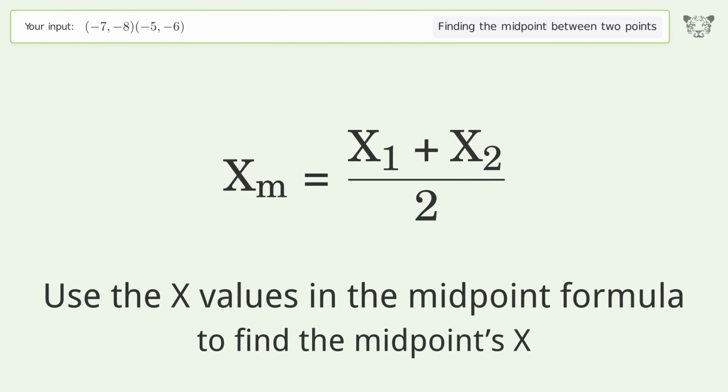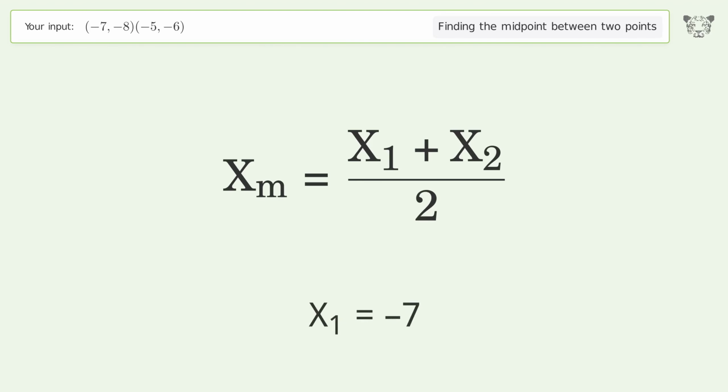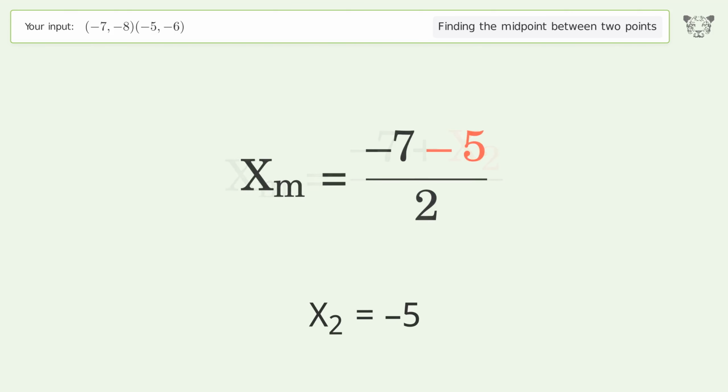Use the x values in the midpoint formula to find the midpoint's x. x1 equals -7. x2 equals -5. Simplify the arithmetic.